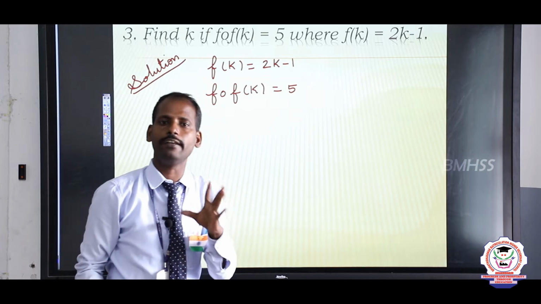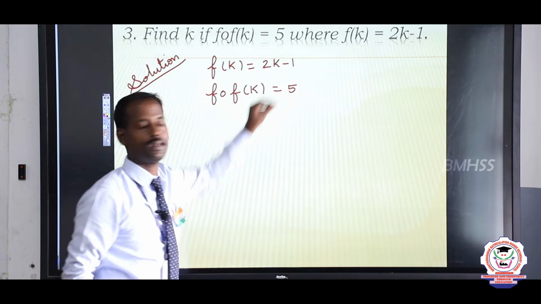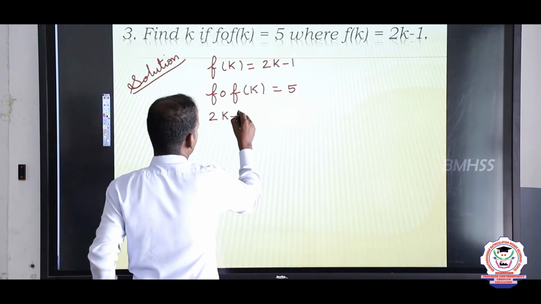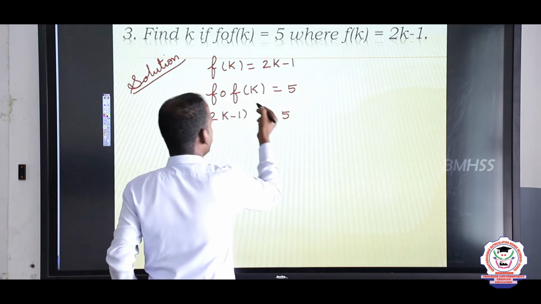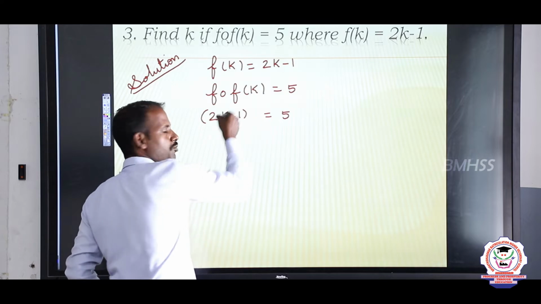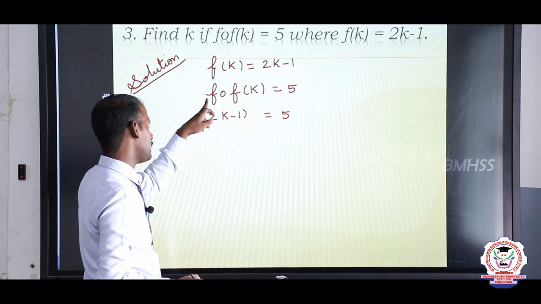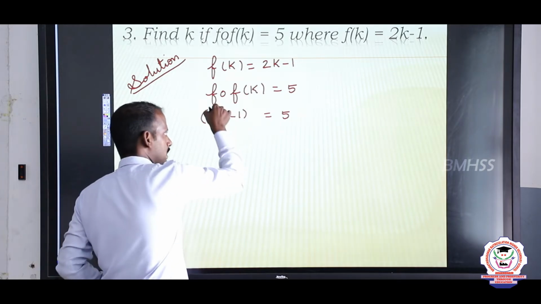So how to find f of x? Here f of k we already know is 2k minus 1. So here 2 into 2k minus 1, that is the function, equal to 5. Here f of k you substitute as 2k minus 1. So why are you substituting 2k minus 1? Because here the f of k value is 2k minus 1. So again you substitute in the same function.